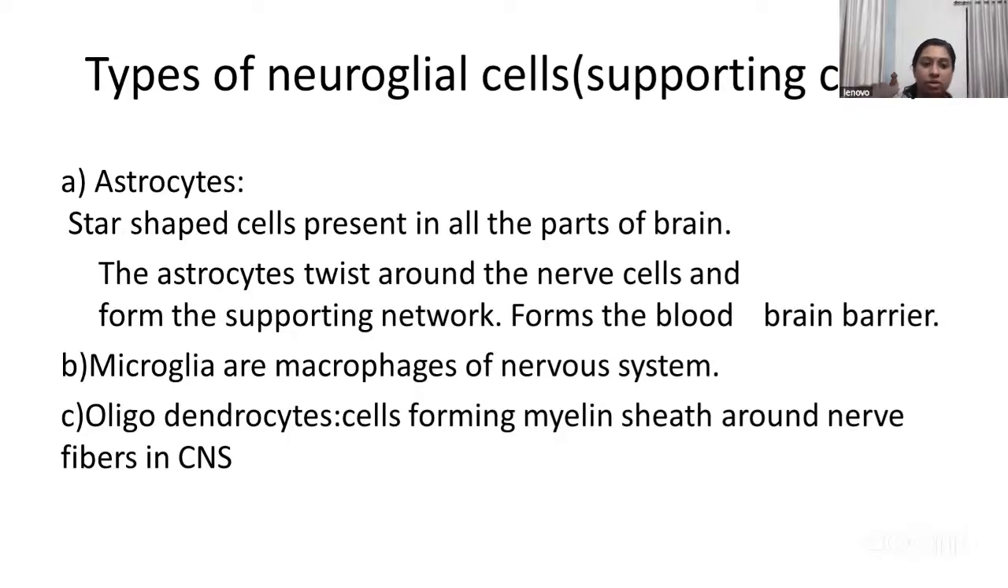Microglia are the macrophages of the nervous system. You have to know the macrophages of different systems. Like in the liver, we have the Kupffer cells. In the placenta, we have the Hofbauer cells. These cells you have to know. And next is oligodendrocytes. These cells form the myelin sheath around the nerve fibers in the CNS, whereas in the PNS, it is the Schwann cells. That's also an MCQ question.